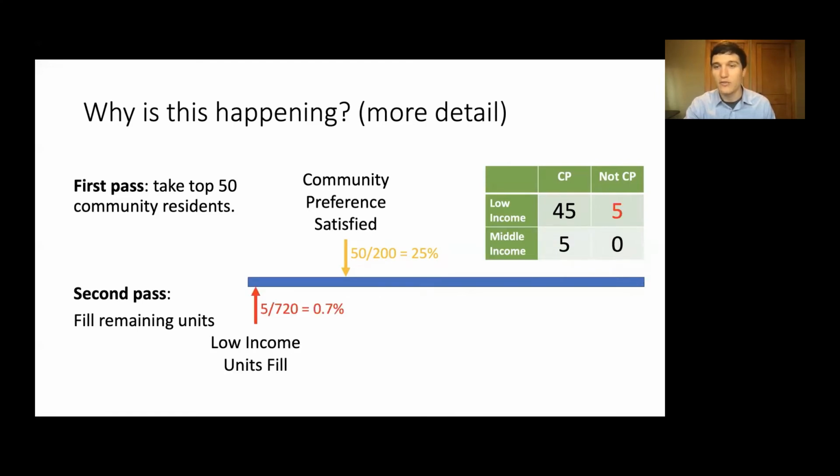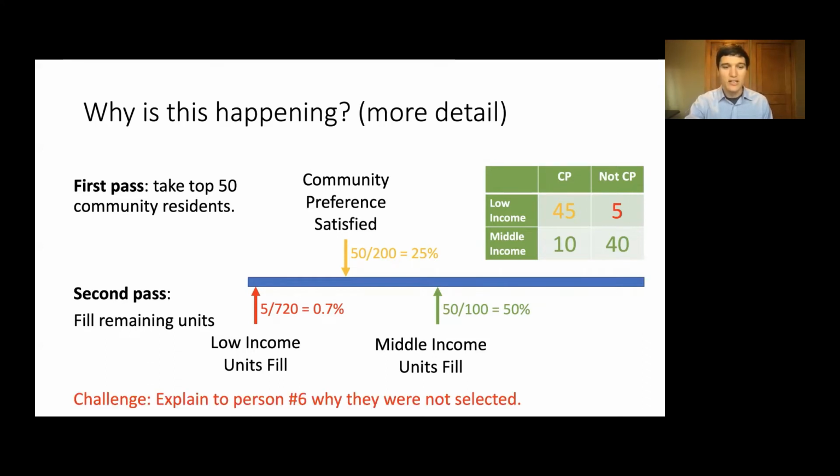Very quickly, we're going to run out of low income units because those have already mostly been filled. And so now the remaining people that we take have to be eligible for the middle income units. And we actually get pretty far down our list, and this is kind of the final distribution that we get. And so I think this is kind of surprising, that you only get 5 low-income people not from the community district. In particular, you might have person number 6 on the list, right?